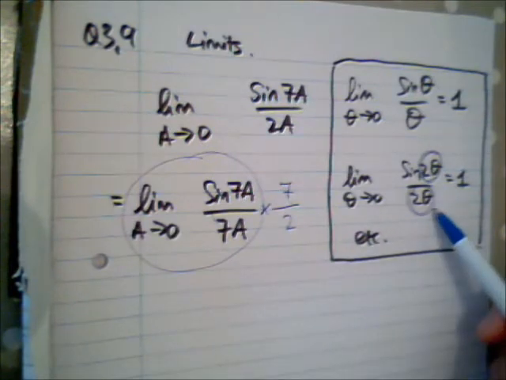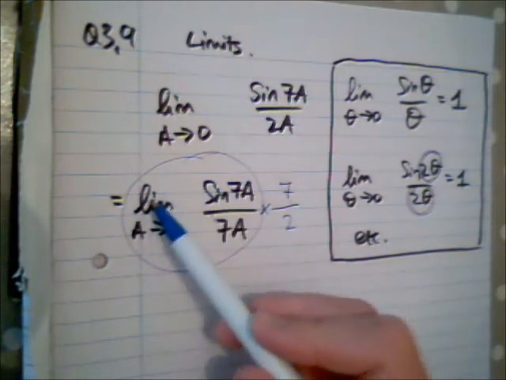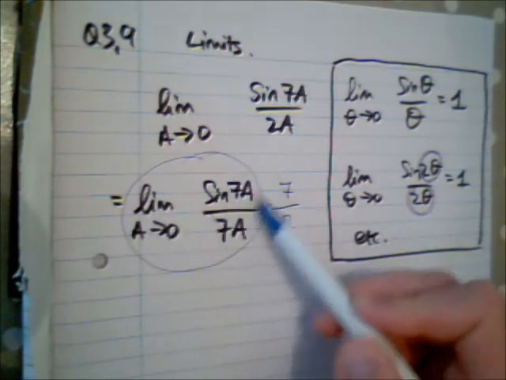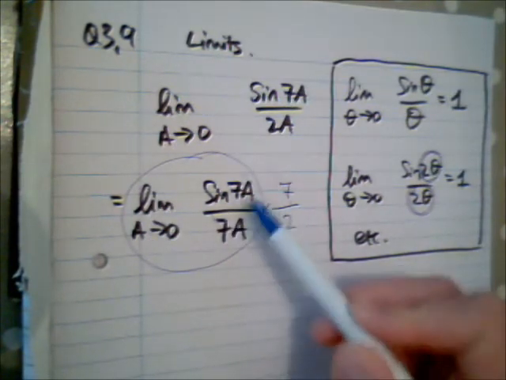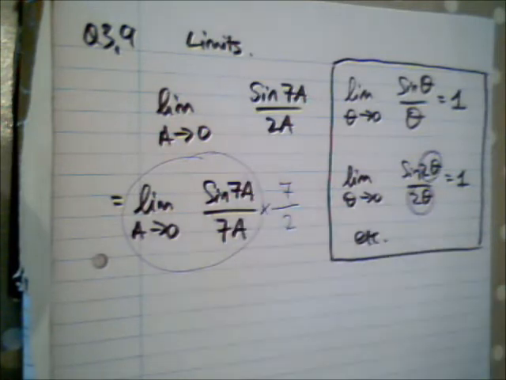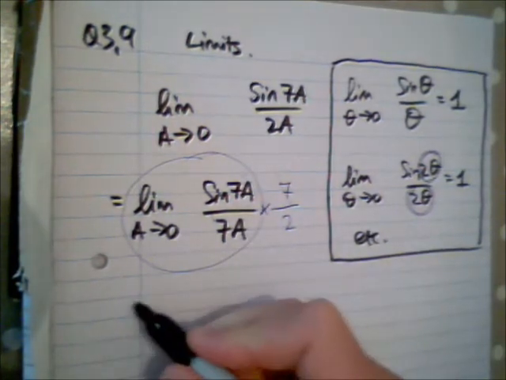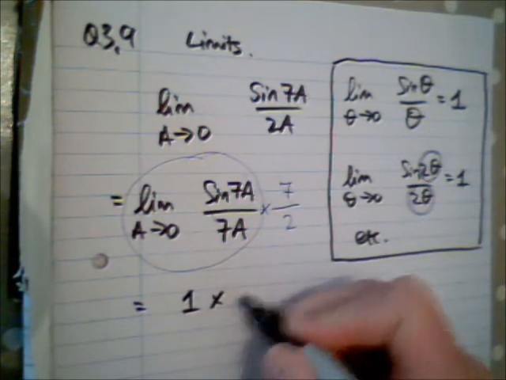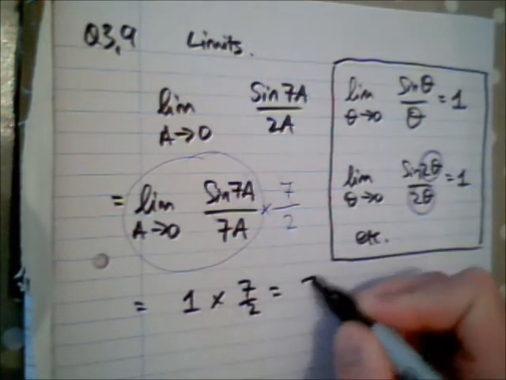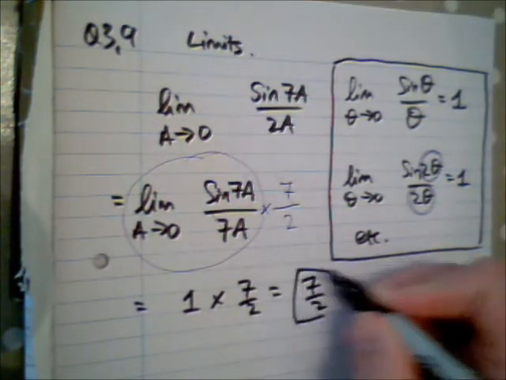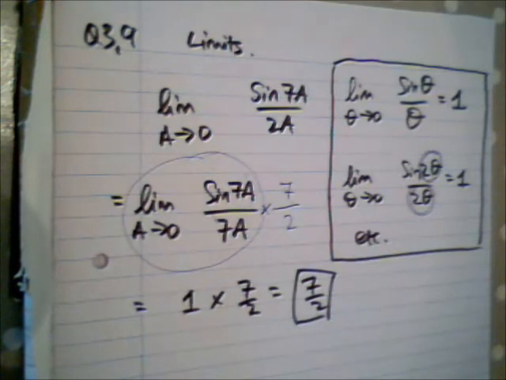By this formula that we have over here, by this law or this rule or whatever you want to call it, this whole thing, the limit as a goes to 0 of sine of an angle over the same angle. So this angle is going to 0 and it's over the same angle. So that whole thing is just 1. So I just end up with 1 multiplied by 7 over 2, which is 7 over 2.